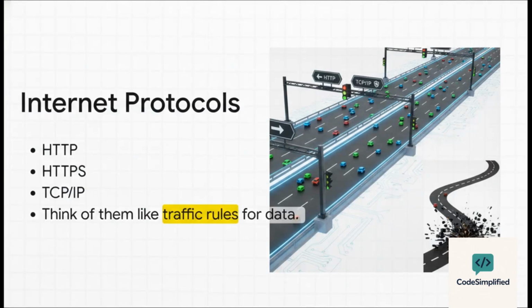Now, for this massive global conversation to happen without just falling apart, it needs rules. These are called protocols. And you can just think of them as the traffic rules for data. Things like HTTP, that's the language web browsers and servers use to talk, and TCP/IP. That's what makes sure all the little packets of data actually get to the right place. Seriously, without these rules, the internet would be absolute total chaos.